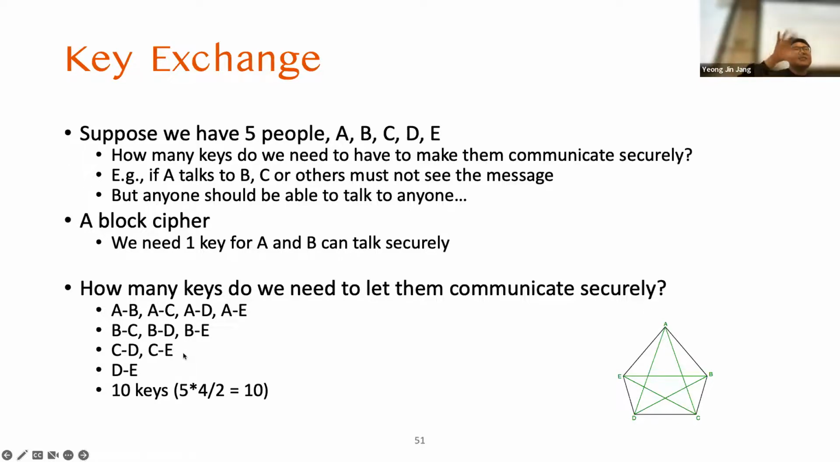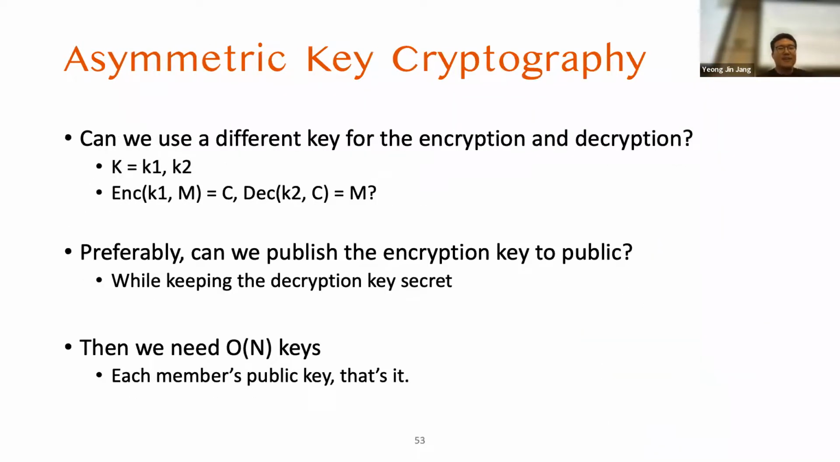So even if the receiver is the same, we need to use a different key for each sender. But in public key cryptography, we don't have to do that, because we can publish the encryption key. Anyone can encrypt with the single key, and the only one who can decrypt is the entity itself. So we only need O(n) keys.